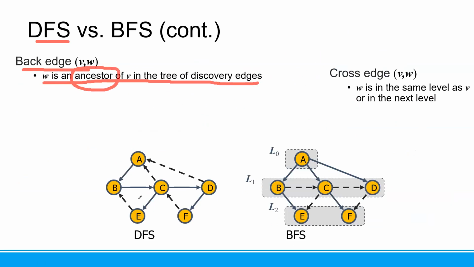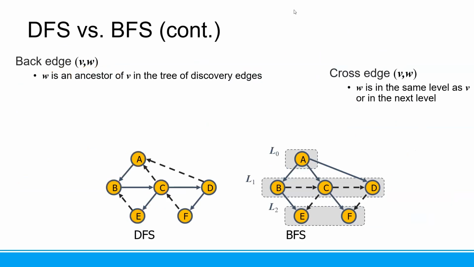The ancestor means, if I know E is a node, then C is the ancestor. If I know C is the current node, I know that B is the ancestor. So the ancestor means the path. But if the current node is E, then B will be the grandparent, and A will be the grandparent of B. So we got this is the ancestor.